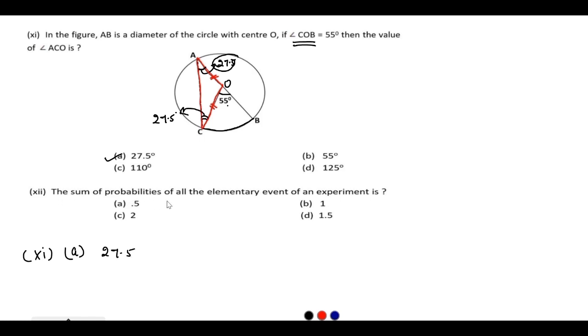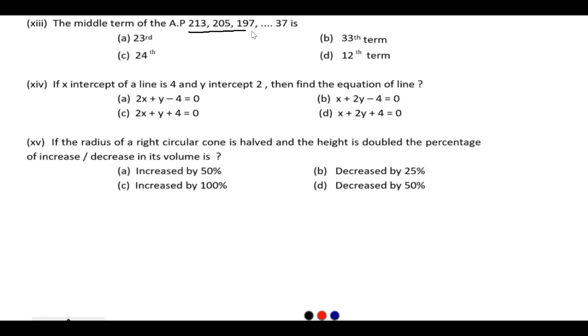The sum of probabilities of all the elementary events of an experiment is definitely 1. The middle term of an AP is, which term is the middle term? We don't want to determine the value, just the number. For this, we have to know the number of terms in this AP.